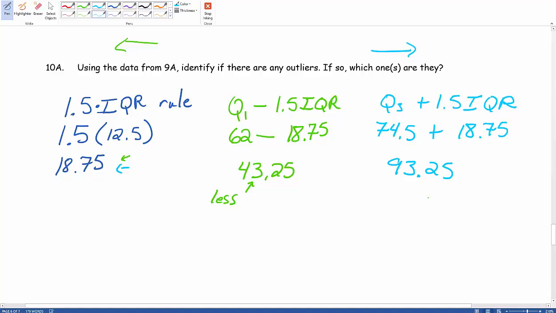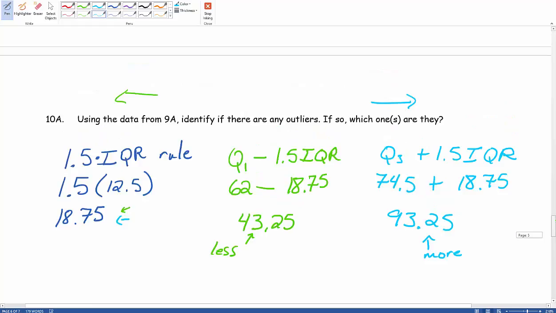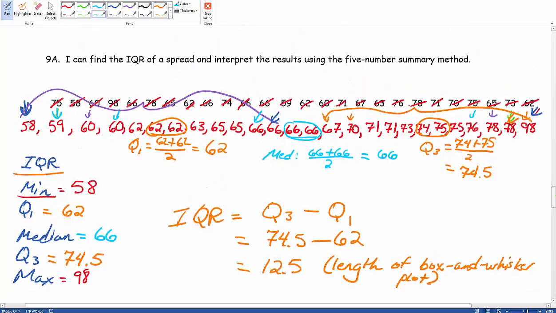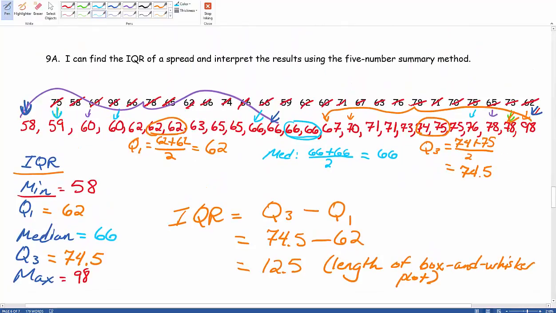So again, we're looking for anything more than 93.25 in our data set. Just looking at our set, again, we said 93.25 was the max that we could go to check for outliers, and we do notice that we have a value that is bigger than that, 98. So that 98 then would be considered an outlier. Nothing else is considered an outlier though, just because it's less than that maximum value that it can be.